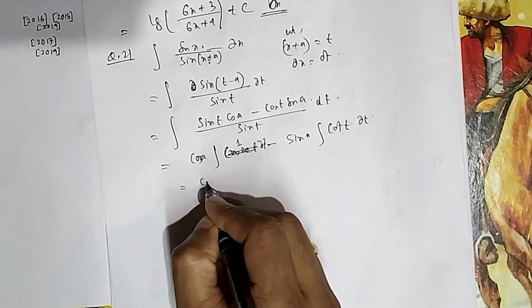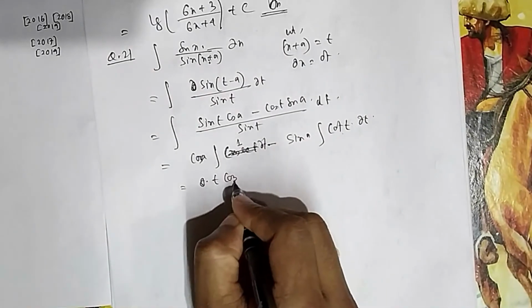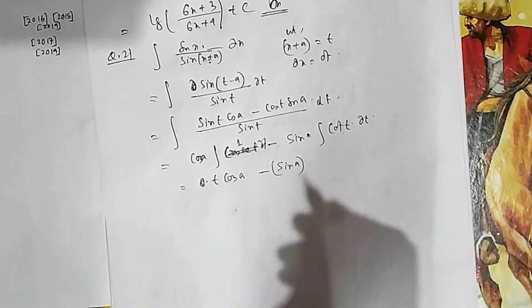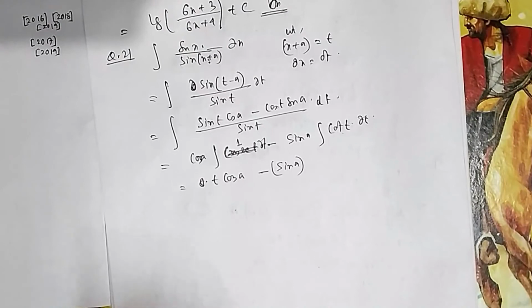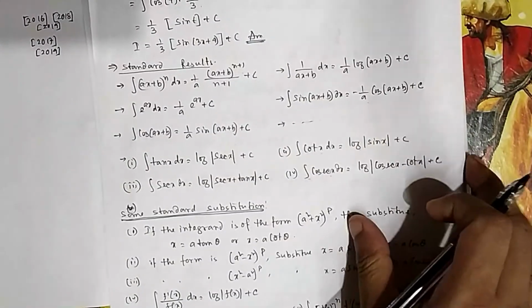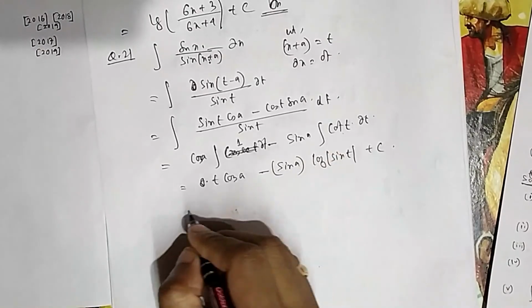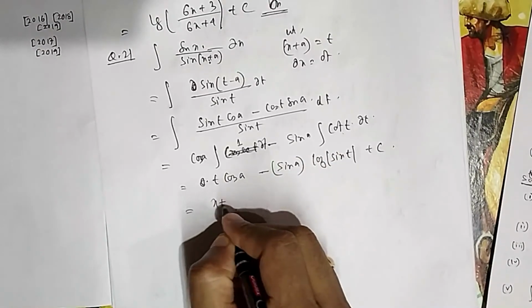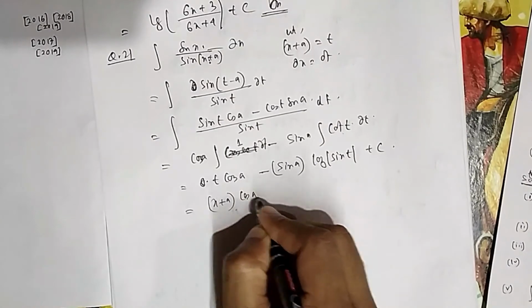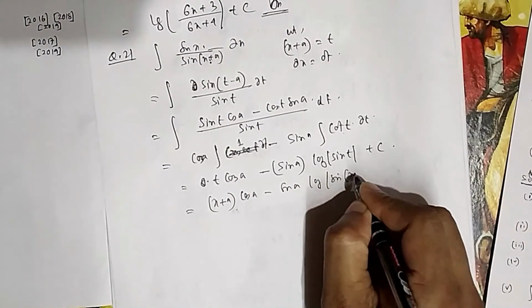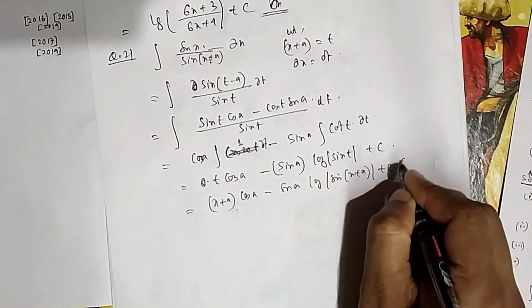So it will be t cos a, minus sin a times the integration of cot t. Integration of cot x is log sin x. So you apply this one, it will be log sin t. Finally, you apply the value of t here, put it back. So it will be (x plus a) cos a minus sin a log sin (x plus a). So that is your answer.